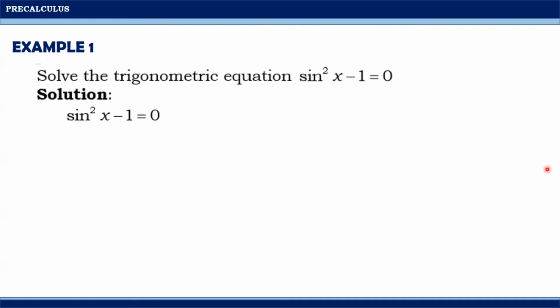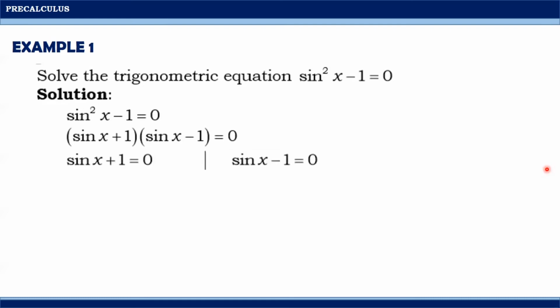Our given is sine squared x minus 1 equals 0. Notice that sine squared x minus 1 represents a difference of two squares. We can factor sine squared x minus 1 into the quantity sine x plus 1 times the quantity sine x minus 1 equals 0. Next, equate both factors to 0. So we will have sine x plus 1 equals 0 and the other factor is sine x minus 1 equals 0. Next, isolate positive 1 and negative 1 on the right side of the equation.